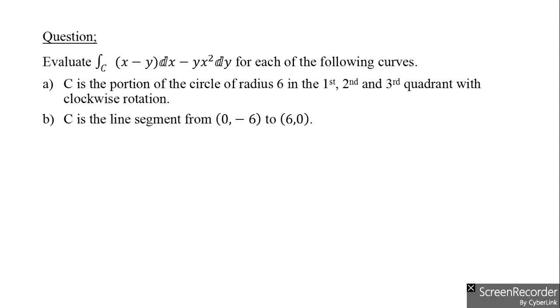And the question: evaluate the integral of (x minus y) dx minus x y^2 dy for each of the following curves. A. C is the portion of the circle of radius 6 in the first, second, and third quadrants with clockwise rotation. And B. C is the line segment from (0, -6) to (6, 0).